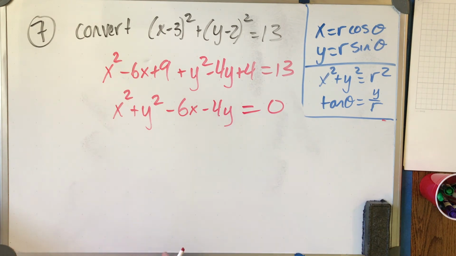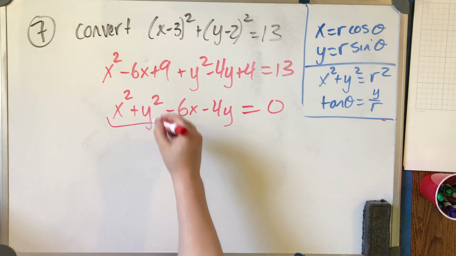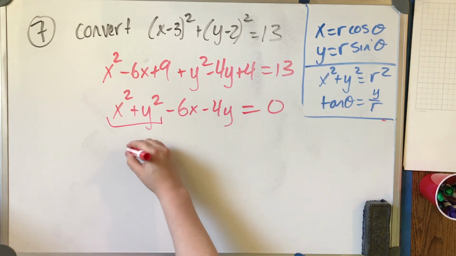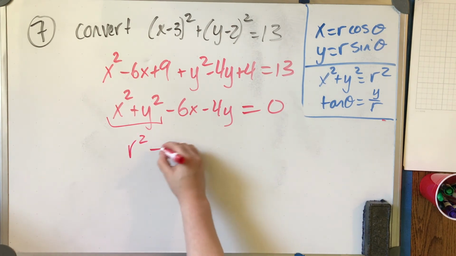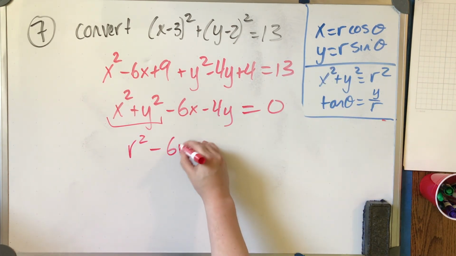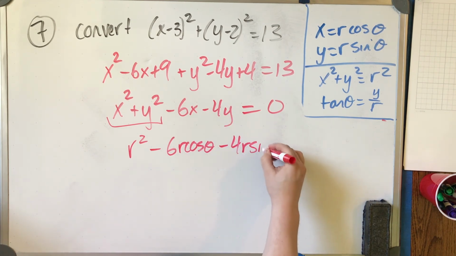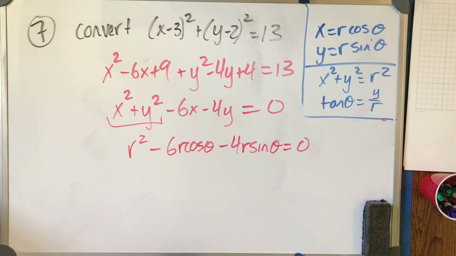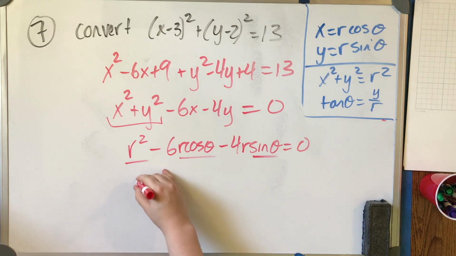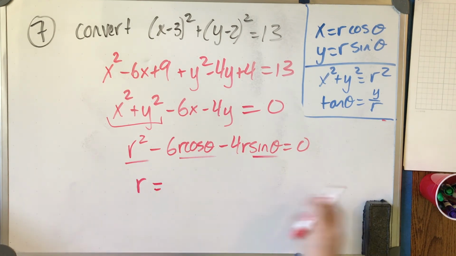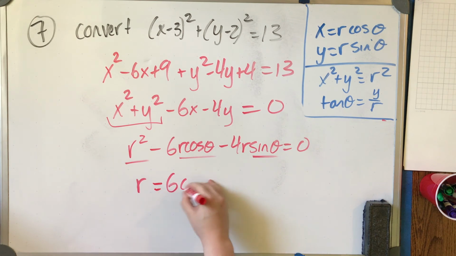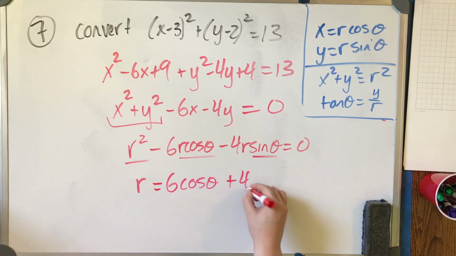And now I can start replacing things. This x squared plus y squared, we know that it's r squared. A 6x, x is really going to become r cosine theta. And a 4y, the y will become r sine theta. And I noticed a couple things about this. All of these have an r, so I can just divide everything by r. And then in order to get rid of these negative signs, why don't I just move them to the other side by adding them? So I'll get 6 cosine theta plus 4 sine theta.